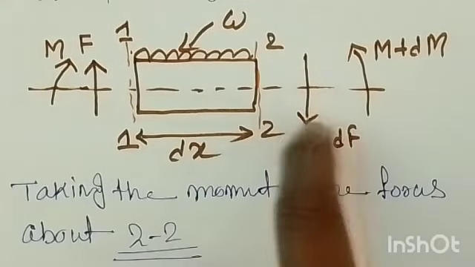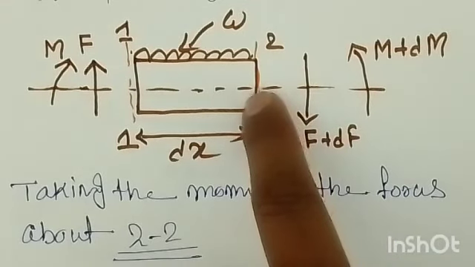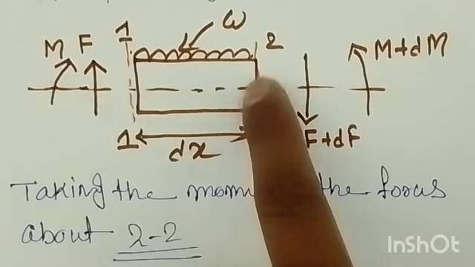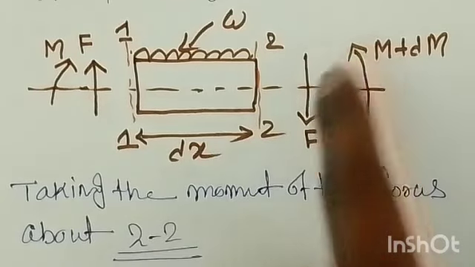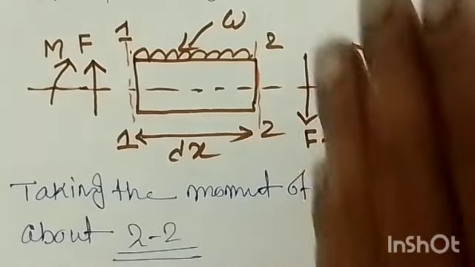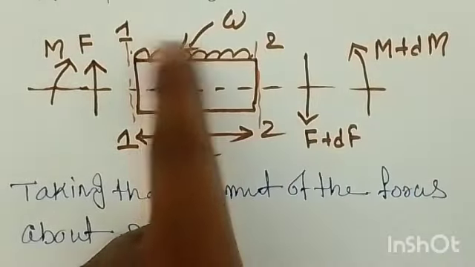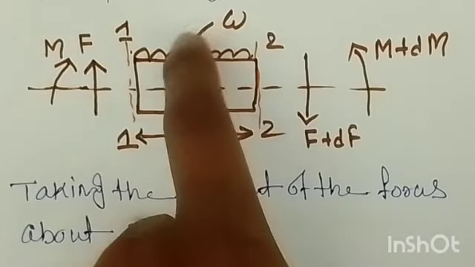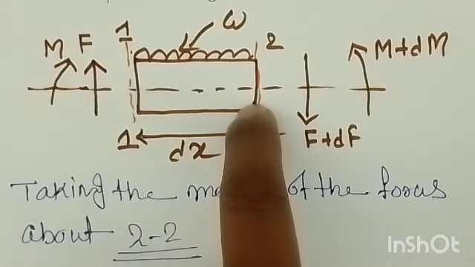And then F plus dF, we can't take this force. Why? Because the moment we are taking about this position only, at section 2. But we have one moment at section 2, which is M plus dM, going anti-clockwise, and one more moment about the load UDL at a distance of dx by 2, right?